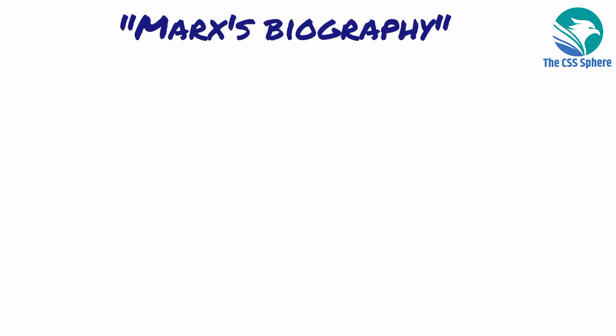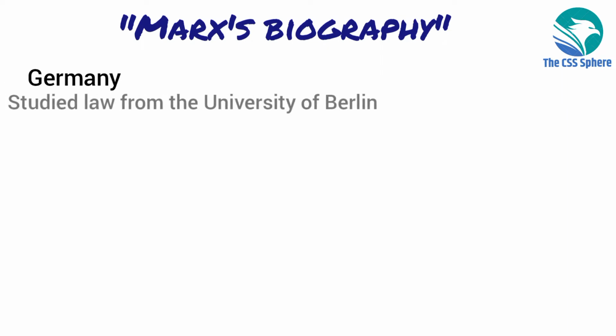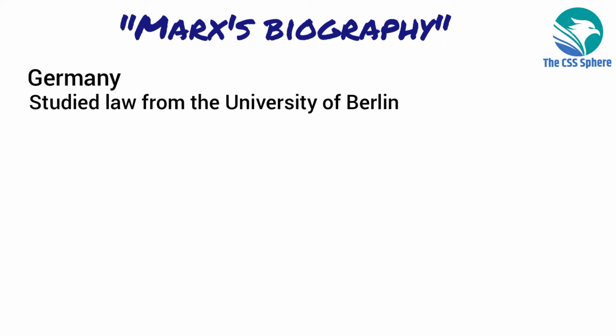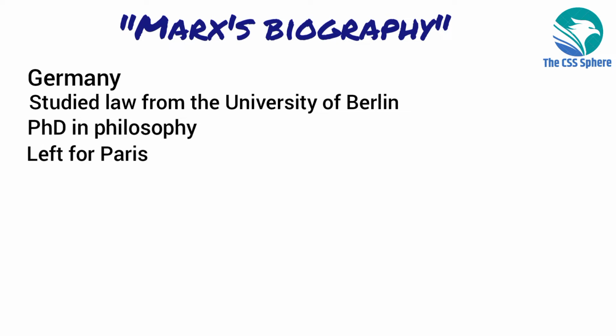Karl Marx was born in Germany. He studied law in Bonn and Berlin, and then he wrote a PhD thesis in philosophy. After his PhD, he started writing and publishing a magazine. But due to his radical ideas, he was threatened and he left for Paris. During this time, he met Friedrich Engels, under whose influence he developed interest in economic history.